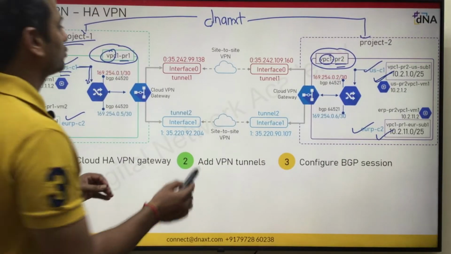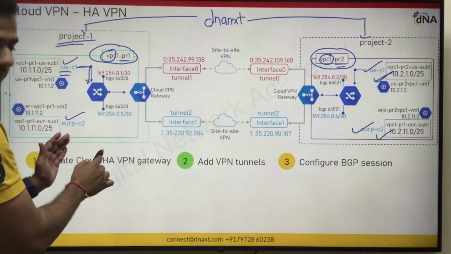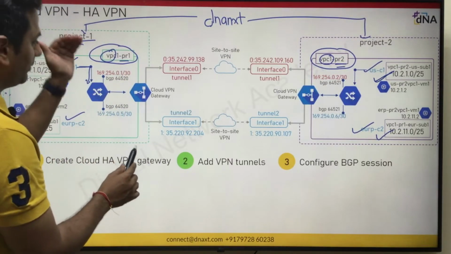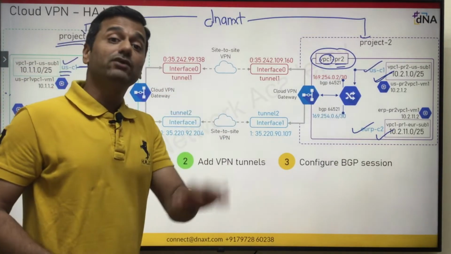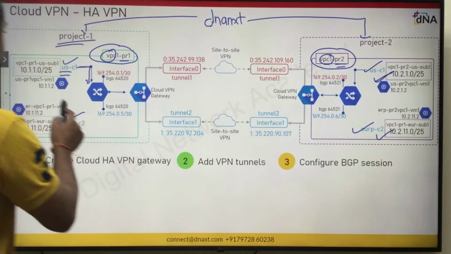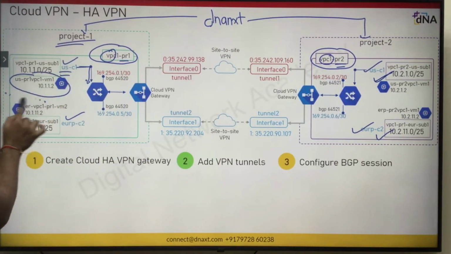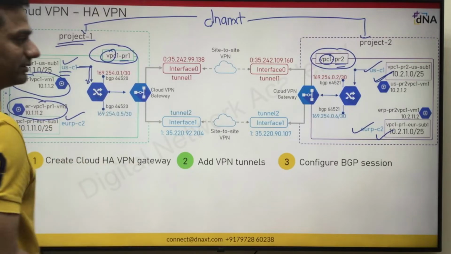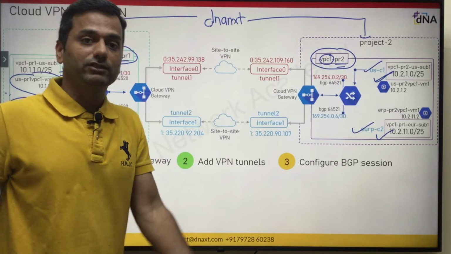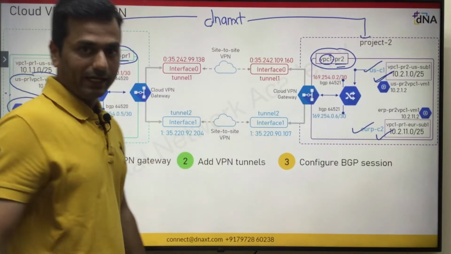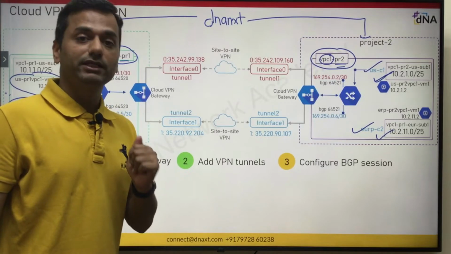The first step is to configure the VPC and create the subnets. Once we have the VPC and the subnets, we can create the VM instances in each region. Without VM instances, how can we check the end-to-end connectivity? And then the third step is to configure the HA VPN. So let's quickly start with the VPC configuration.